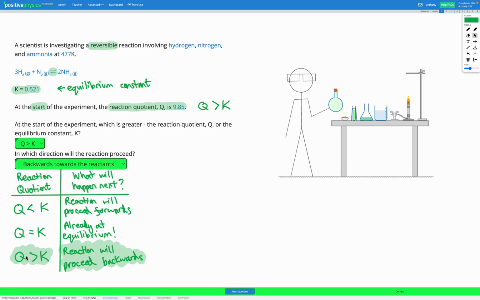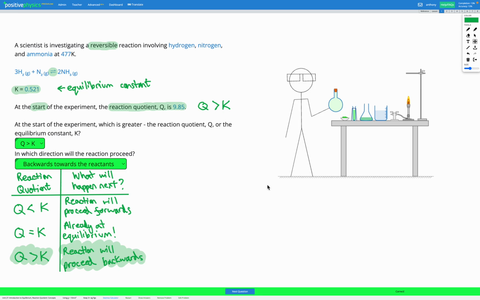We know this needs to happen because, again, Q and K, those are both measurements of the ratio of the products and the reactants. If Q is much bigger than K, that means we have too much products and not enough reactants to be at equilibrium. So by proceeding backwards, we're going to get more reactants and less products, which is going to bring down that ratio or fraction until we reach the equilibrium constant K.